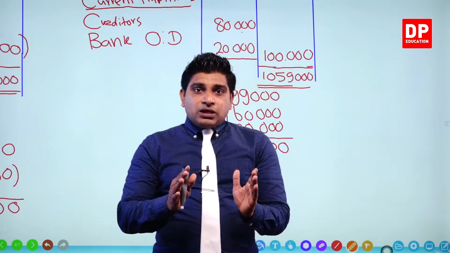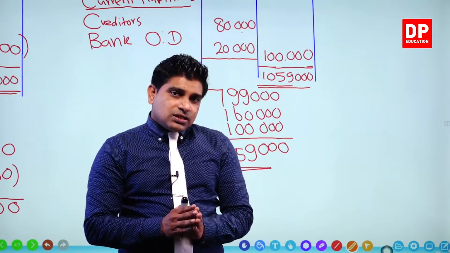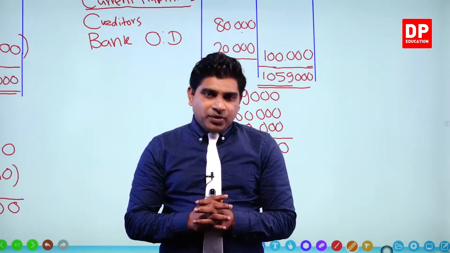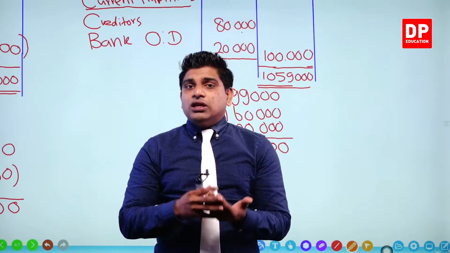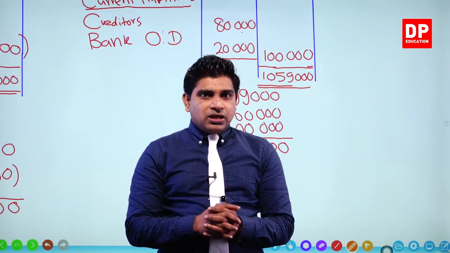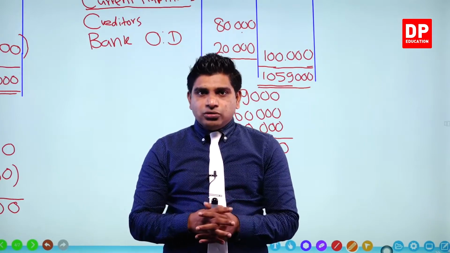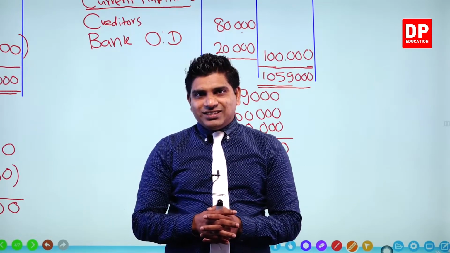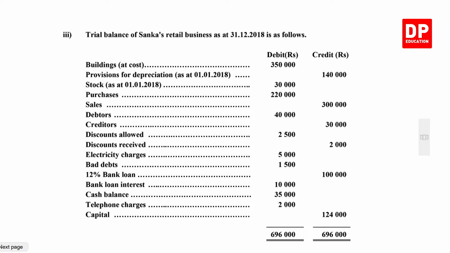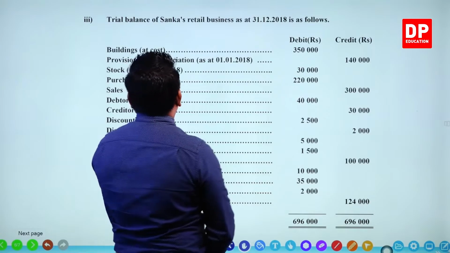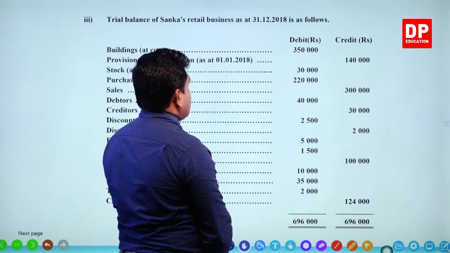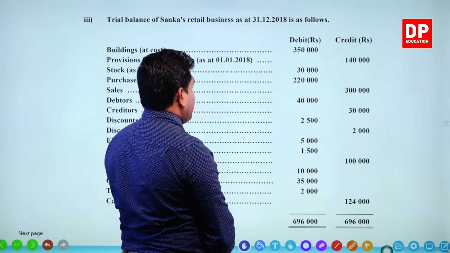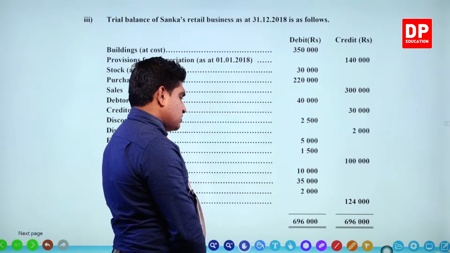Actually, this question is 2019 O-level paper question. If you have O-level paper 2019, you go to the question number 7 part 3. The same question I am going to do now, right? Now you can see the question. Trial balance of Sankar's retail business as at 31st December 2018 is as follows, right?